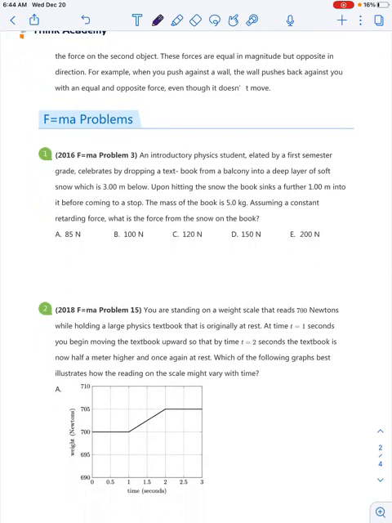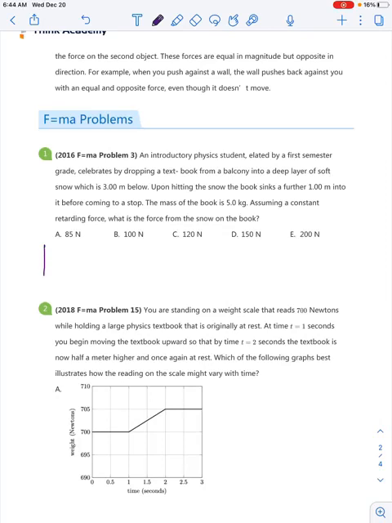We have an introductory physics student who is going to drop a textbook from a balcony into a deep layer of soft snow, which is 3 meters below, and upon hitting the snow, the book sinks a further 1 meter into it before coming to a stop. The mass of the book is 5 kilograms, and assuming a constant retarding force, what is the force from the snow on the book? In this case, we can draw a diagram to see what the problem looks like.